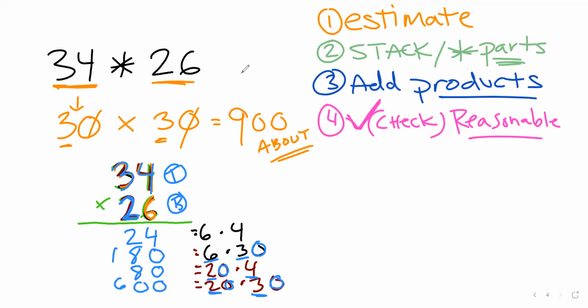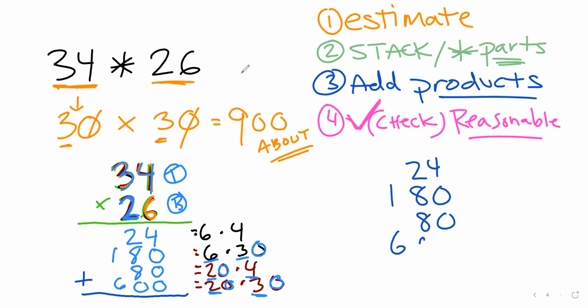So now we're going to add these up. I don't have room here to add them up. It's not going to fit. So I'm going to rewrite it over here. So I have a 24. I have 180. I have an 80. And I have a 600. Okay, 4, 8, 9, 10, 18, 6, 7, 8, 884.